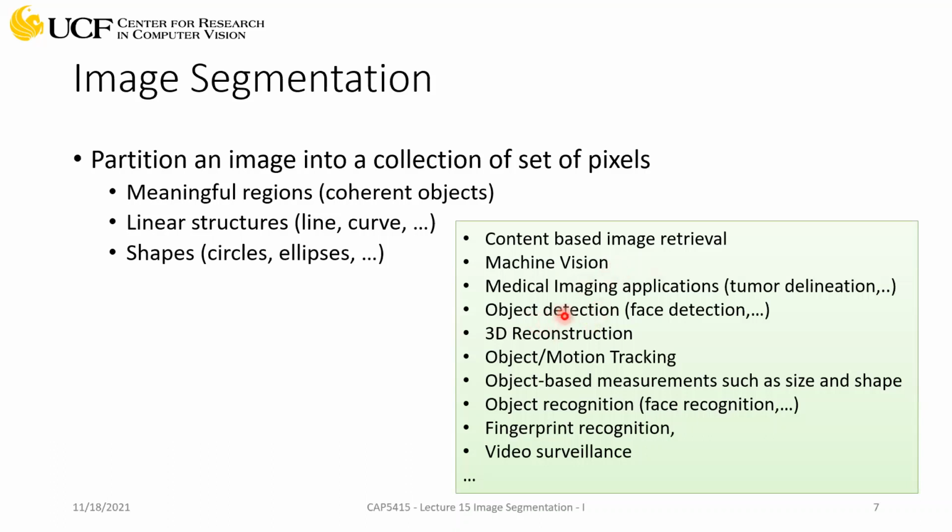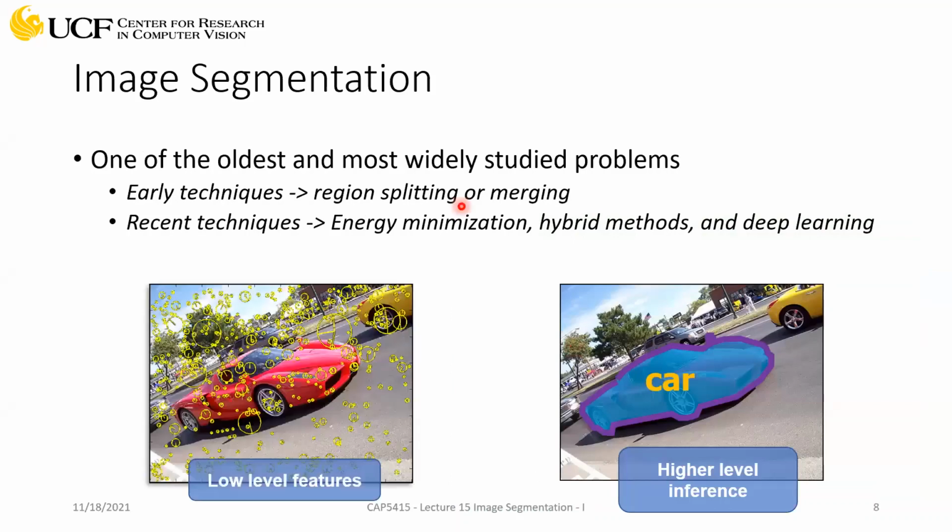And of course, for object detection, if you want to do fine grain detection. It's a long list, so we don't have to cover all of these, but you get the idea that it's very useful. And that's why it's one of the oldest and widely studied problems. The initial algorithms were based on region splitting and merging. We will cover these today. And the recent techniques are mainly based on deep learning, which also try to utilize energy minimization.